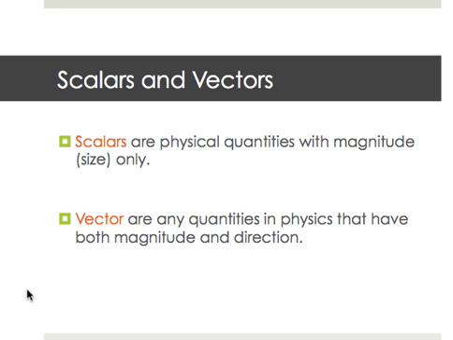Vectors are quantities that need both magnitude and direction to describe them. And the magnitude of a vector is always positive. Some scalar quantities such as mass are always positive, while others such as electric charge can be positive or negative.